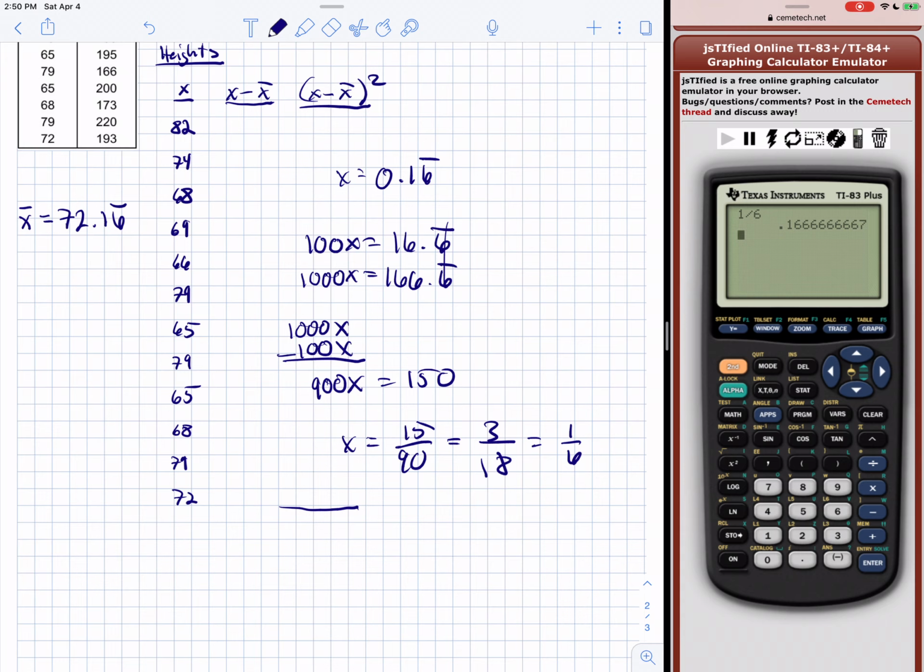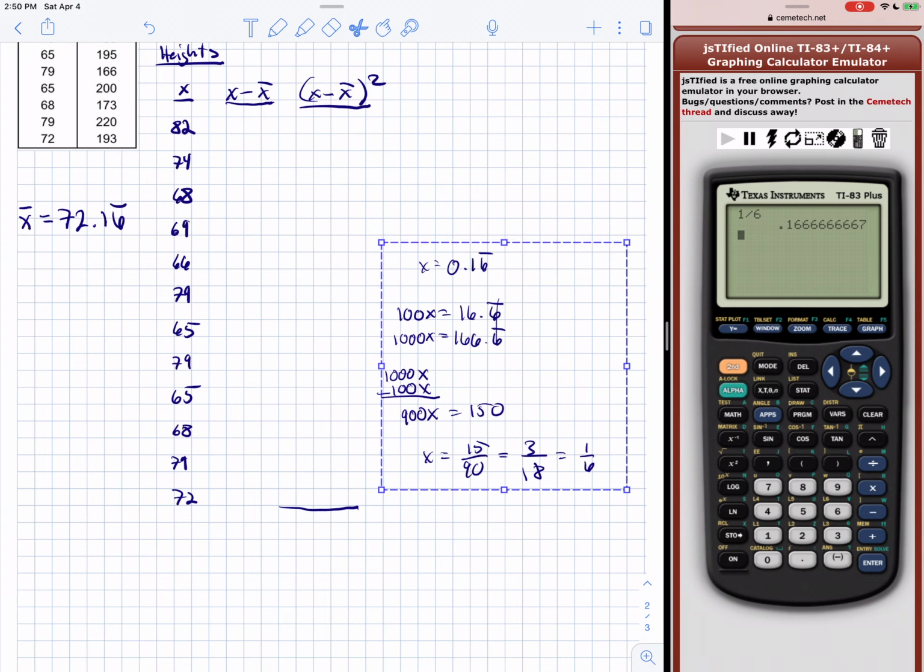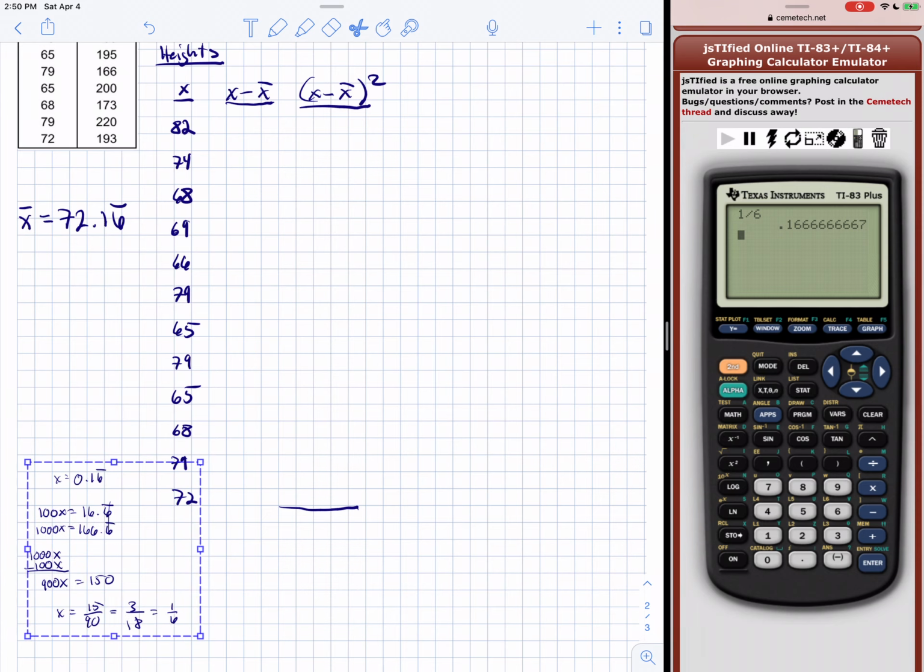So now we have our average. So I'm just going to go ahead and crunch all those numbers. I'm just going to move this off to the side for your viewing pleasure. If you want to use it later, you can. I'm going to just move it over out of the way.